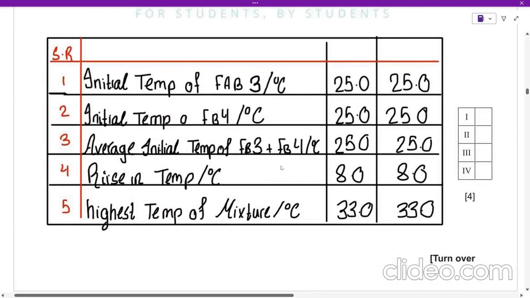So we have taken these readings. The initial temperature of FB3 is 25 Celsius, and the initial temperature of FB4 is also 25 Celsius. The average initial temperature of FB4 plus FB3 is 25. So the rise in temperature is 8.0. This is actually the highest temperature of the mixture. It is going to come after the highest temperature. We are going to write the final temperature, which is 33 for both, and then make a row for the rise in temperature or the temperature change.